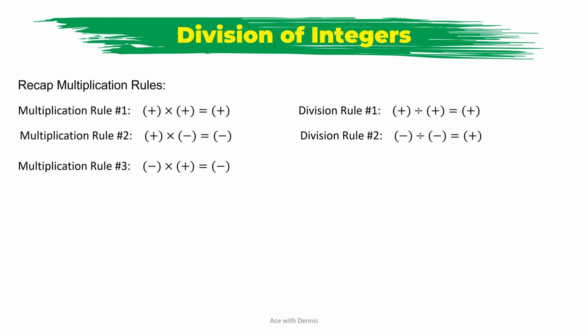Multiplication rule number 3. A negative number times a positive number equals a negative number. Therefore, for division rule number 3, a negative number divided by a positive number will give us a negative number.